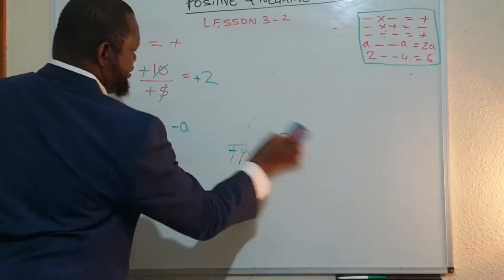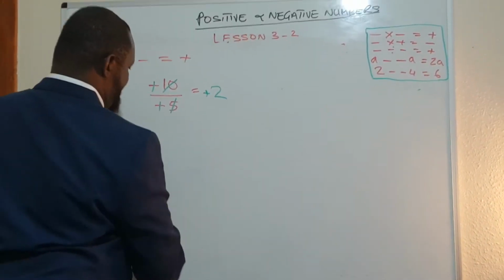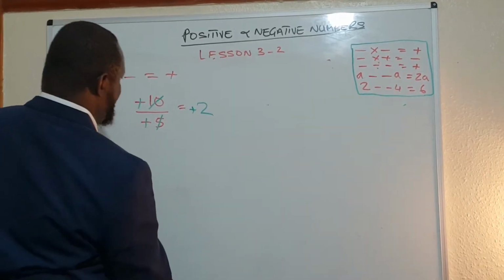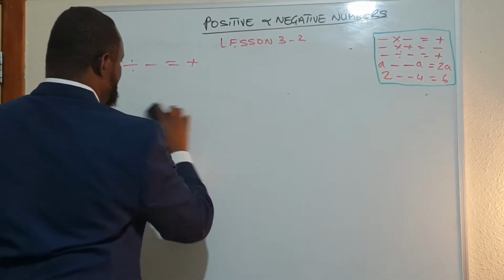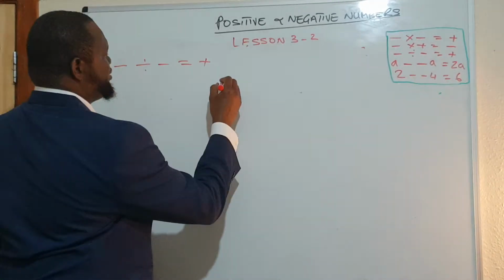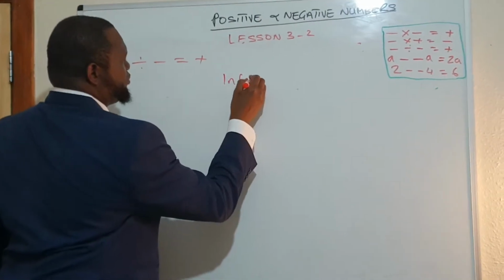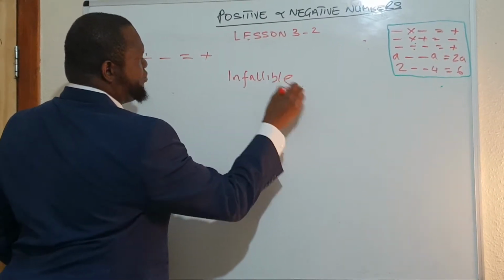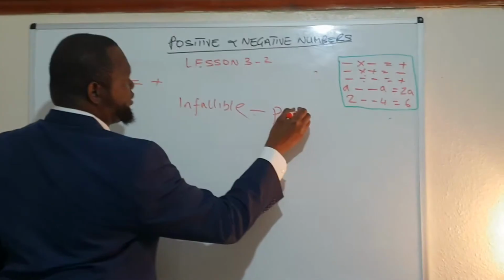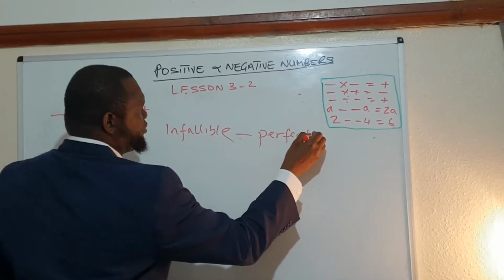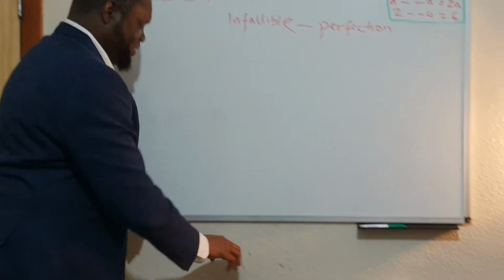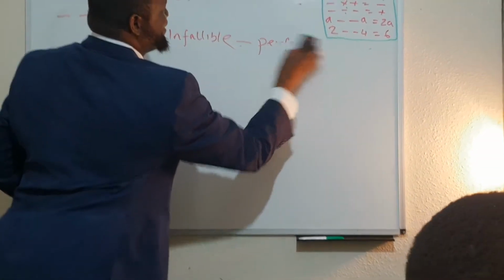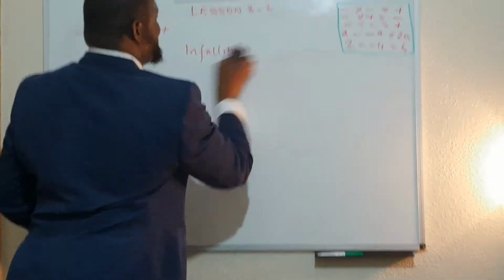Okay? If I make any mistake, tell me. No one is infallible. No human being is infallible. Infallible means perfection, or perfect. So no human being is infallible. Only Allah is infallible. Only Allah doesn't make mistakes.